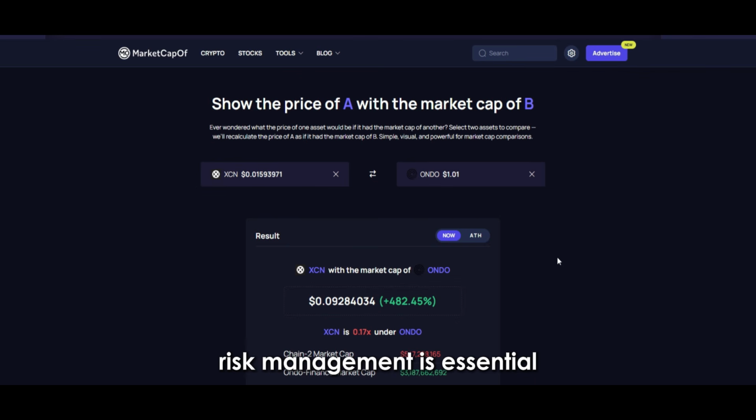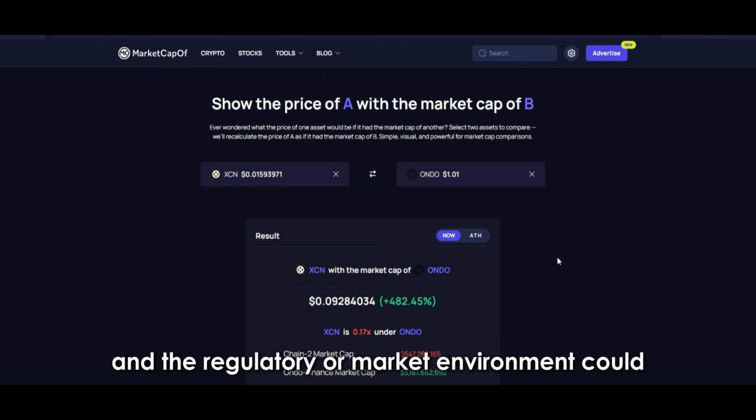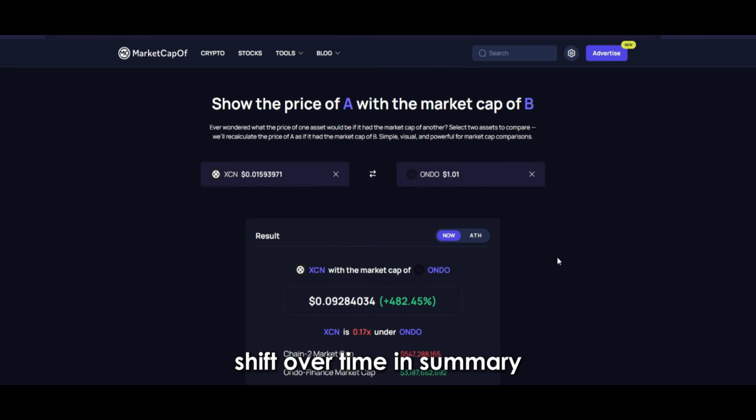Risk management is essential. Such a transformation may fail or take much longer than anticipated. Investors should diversify, set stop-loss levels, and stay committed to long-term goals while respecting short-term volatility. Copying OND's model exactly may not be feasible, and the regulatory or market environment could shift over time.